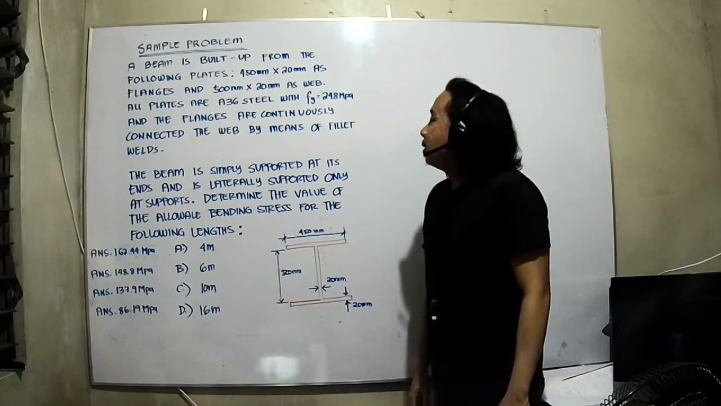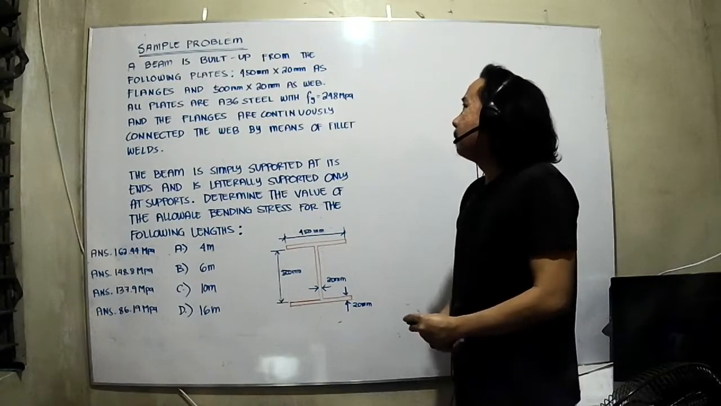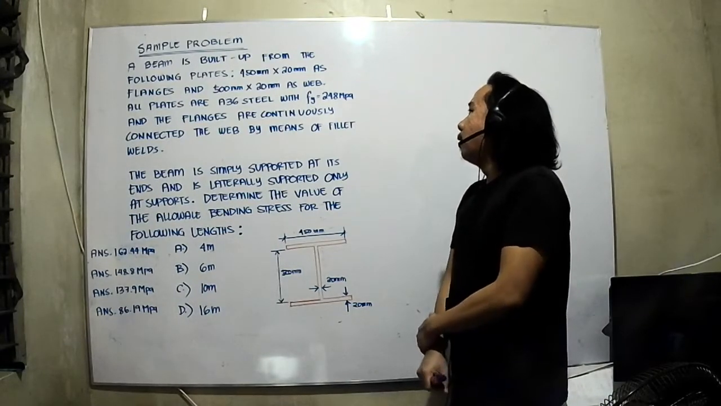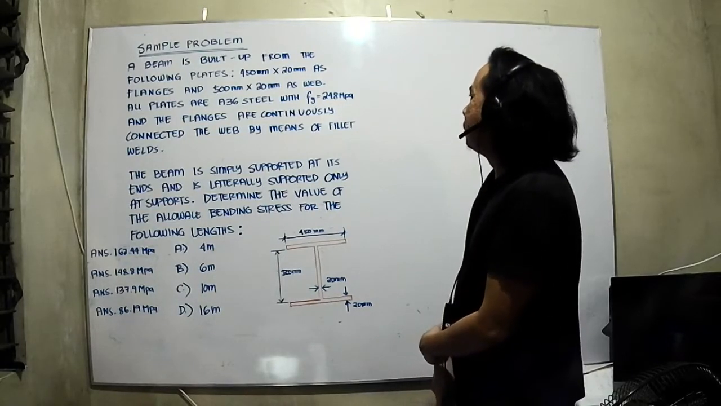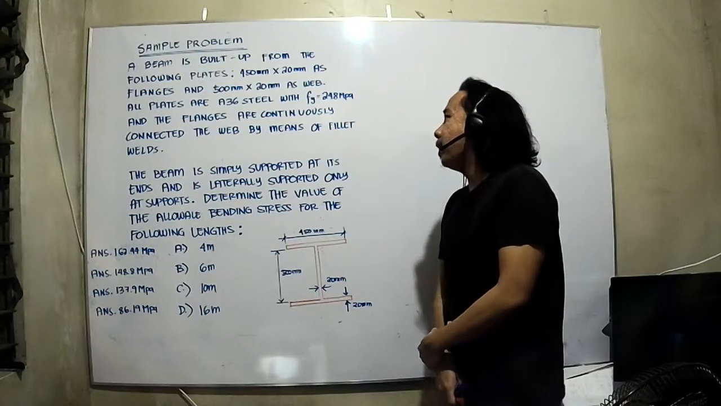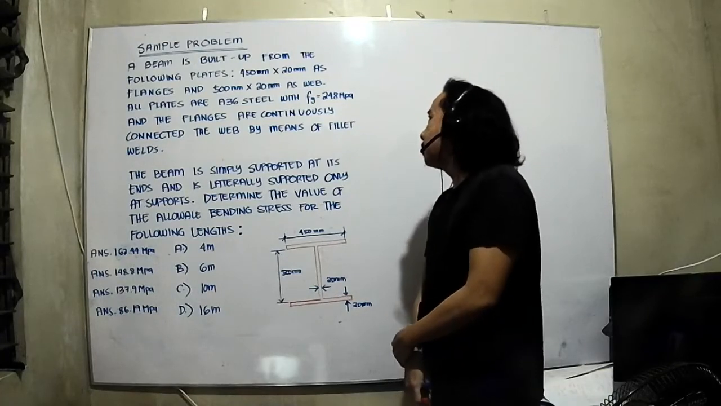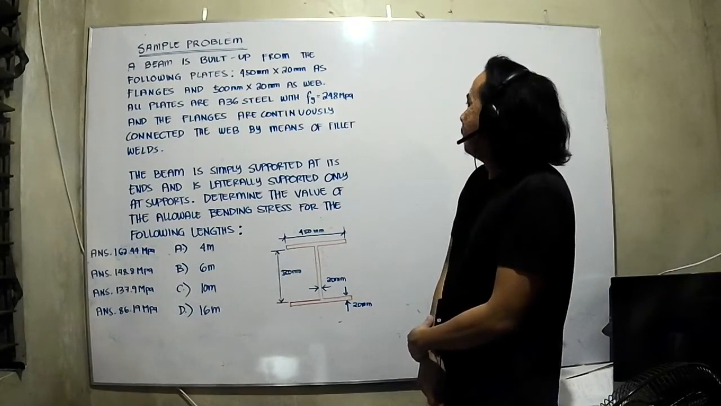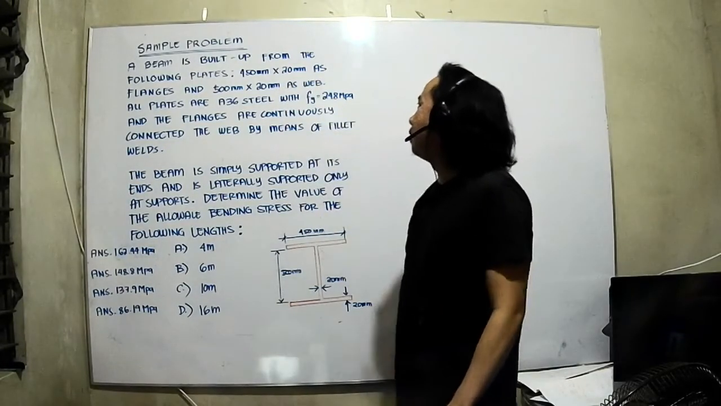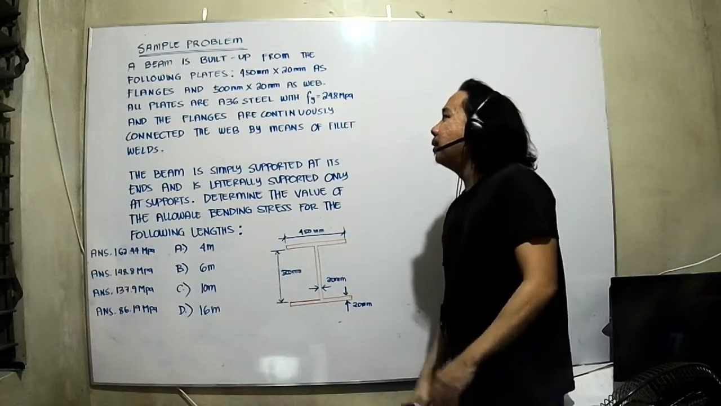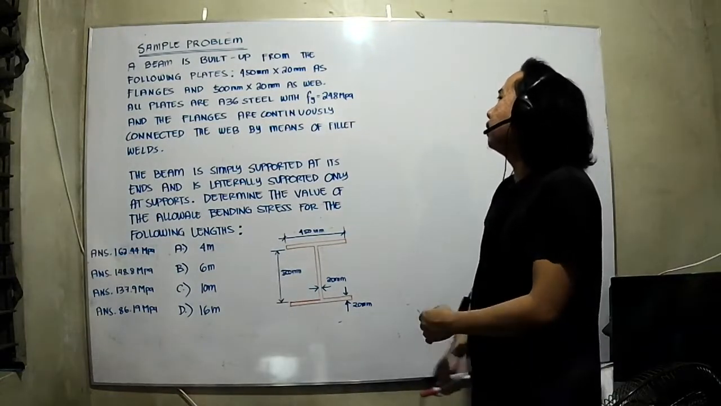Okay, so the sample problem states that a beam is built up from the following plates: 450 millimeters by 20 millimeters as flanges and 500 millimeters by 20 millimeters as web. Okay? So two plates like this as flanges, and one plate as the web. All plates are A36 steel with Fy equal to 248 MPa.